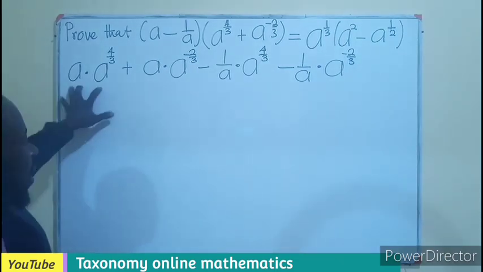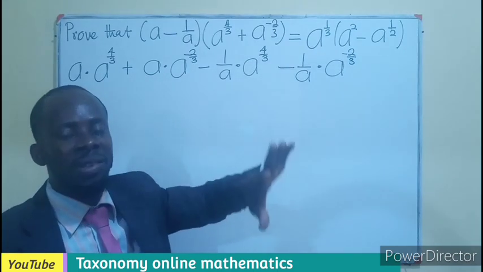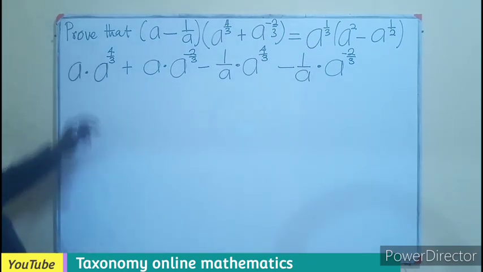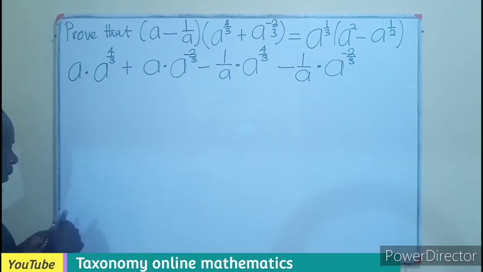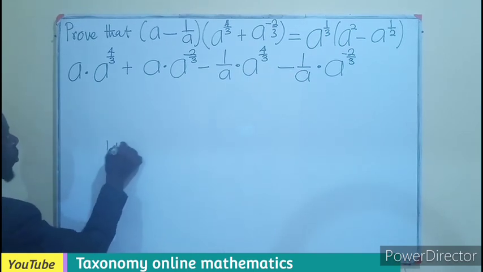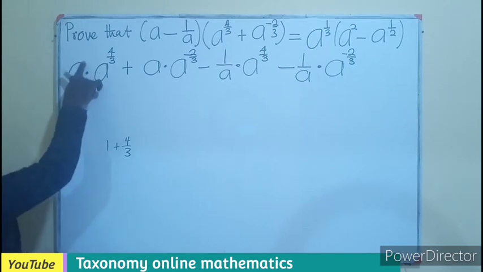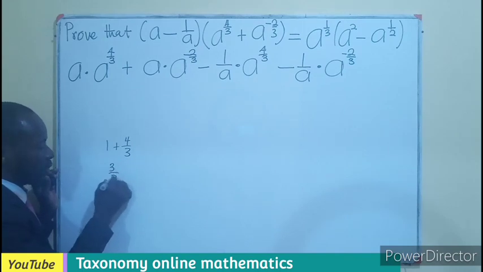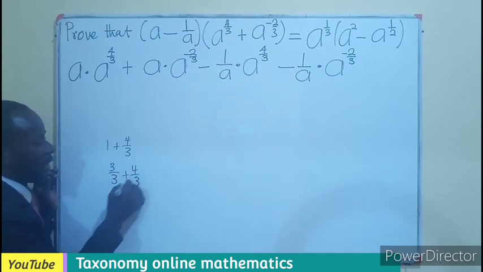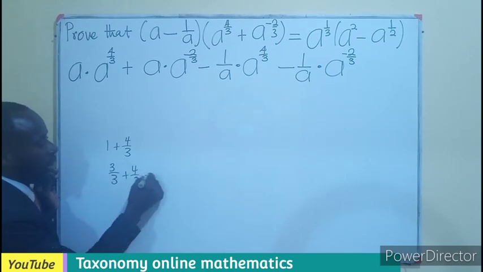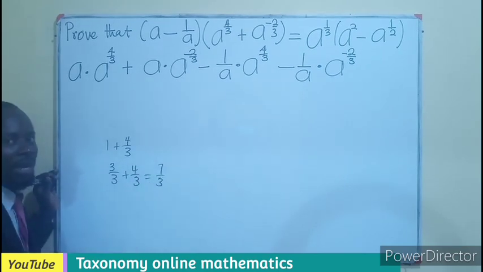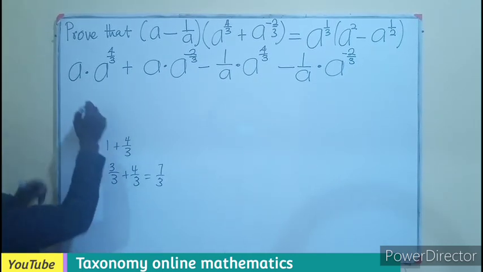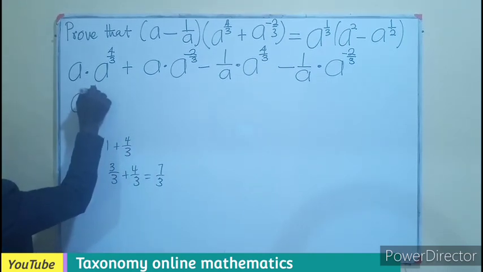So now let's simplify. Since we are multiplying the same bases, we deal with the exponents. Here we are going to add: 1 plus 4 over 3 as the exponent. This can be broken into the same base as 3 over 3 plus 4 over 3. Since they have the same base, we can compute the numerators to be 7 over 3. So I will be having a exponent 7 over 3.